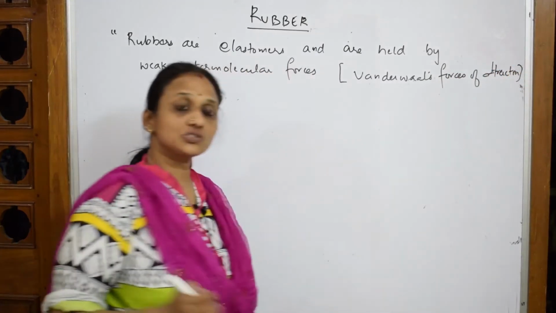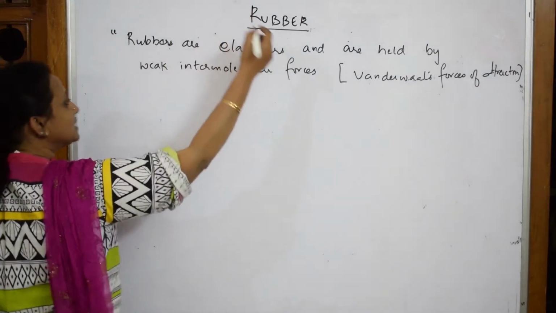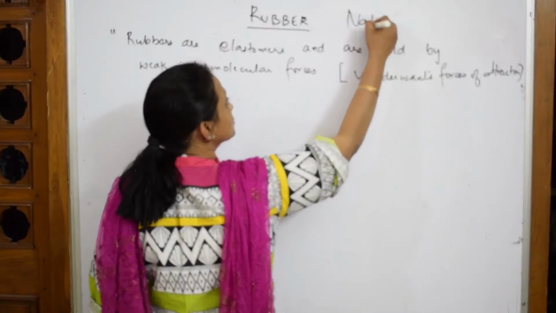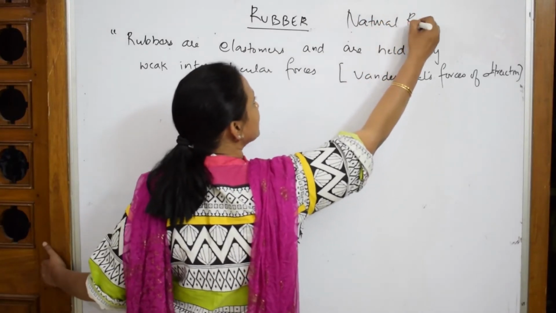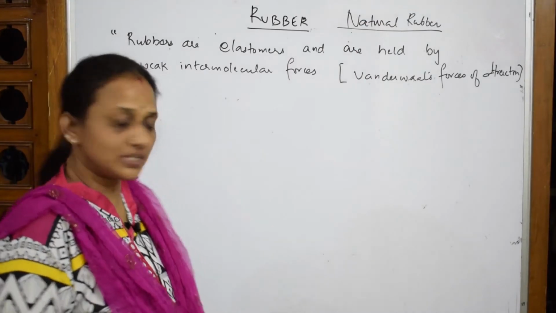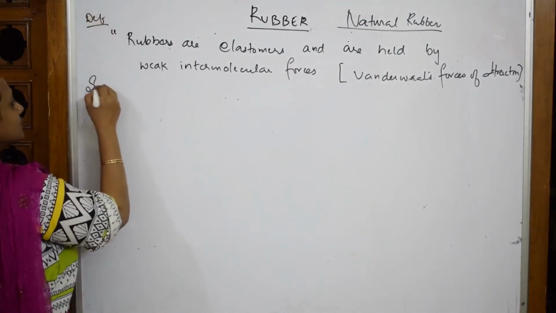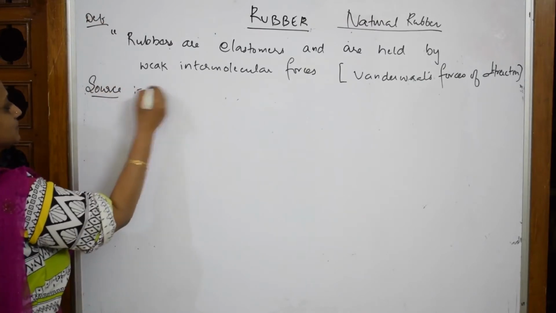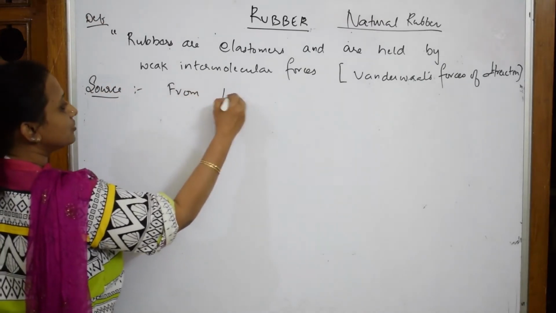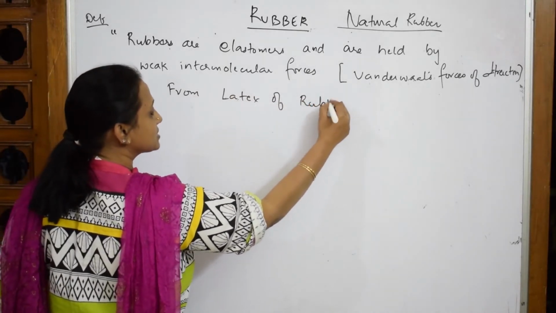Done. Now, where do we get this natural rubber? So, I'm speaking basically about rubber. In that, I'm talking about natural rubber. Later I'll be doing synthetic rubber. So, in this natural rubber, we very well know we obtain it from the latex of the rubber tree. So, let us write the source. This would be the definition. Then, when I have to write the source, done. It is from latex of rubber tree.